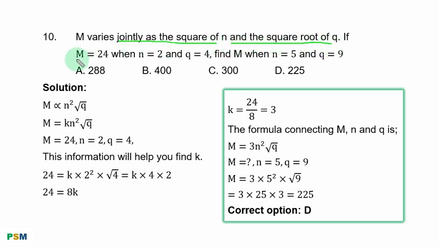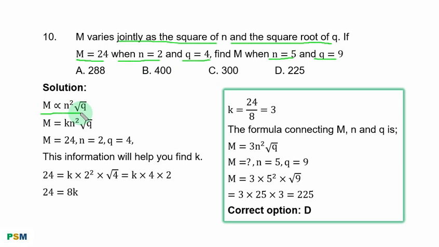If m is equal to 24, when n is equal to 2 and q is equal to 4, find m when n is equal to 5 and q is equal to 9. Solution. The given problem is interpreted in this form. M varies jointly as the square of n and the square root of q.